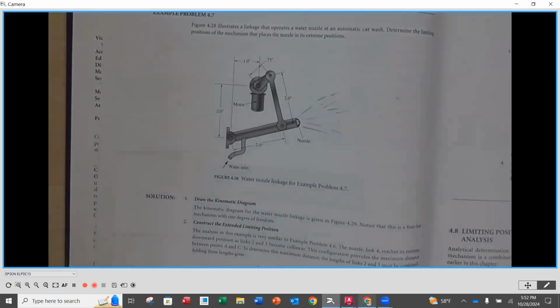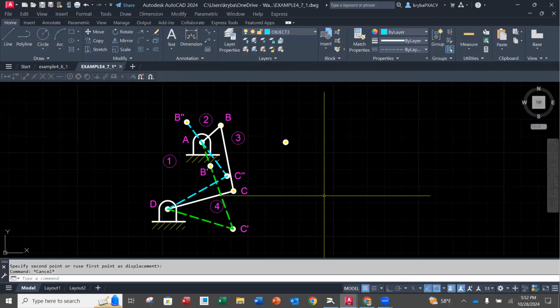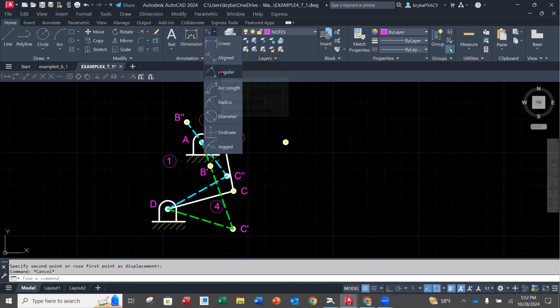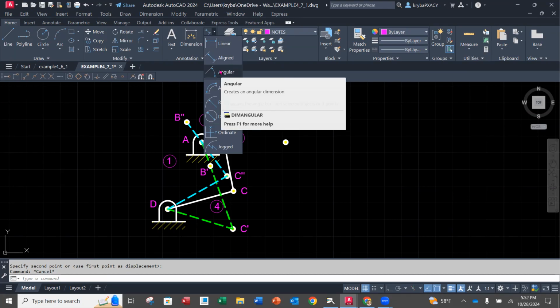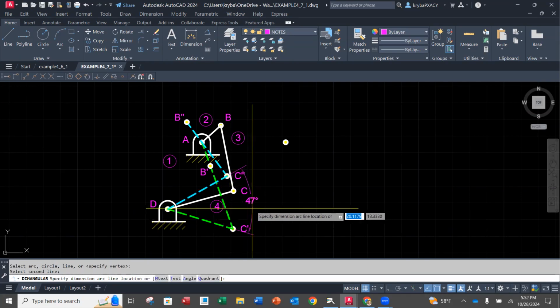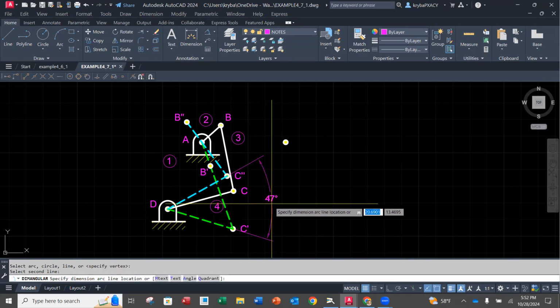Okay. So if I go back to AutoCAD and I go to my notes layer, I am going to change this to an angular dimension. So I'm going to put an angular dimension and I'm going to go from the C prime prime to the C prime, and I'm going to put this angle in here.